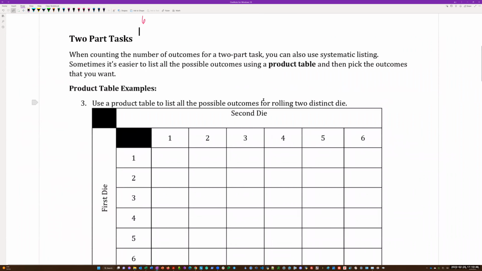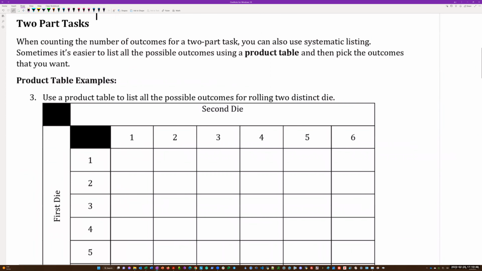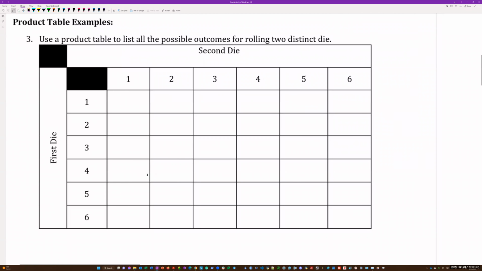When counting the number of outcomes for a two-part task, you can use systematic listing. Sometimes it's easier to list all the outcomes using a product table and then pick the outcomes you want. This is really just another format of systematic listing, so it's not really that crazy. But I like writing usually something like this one, let's call it X1. This one, we'll call it X2, where X1 is the value of the first die and X2 is the value of the second die, all right? And we roll 2 dice. Does that make sense? All right, now X1 could take on values, what, 1 through 6.